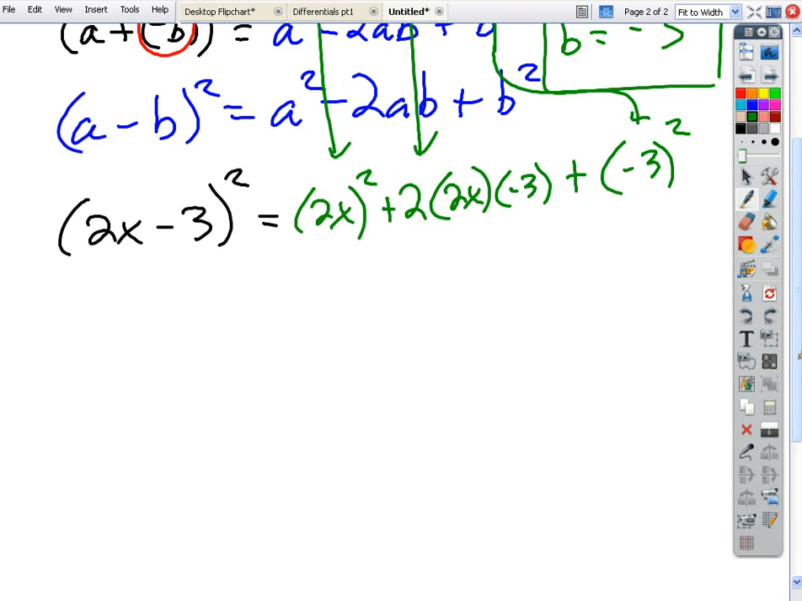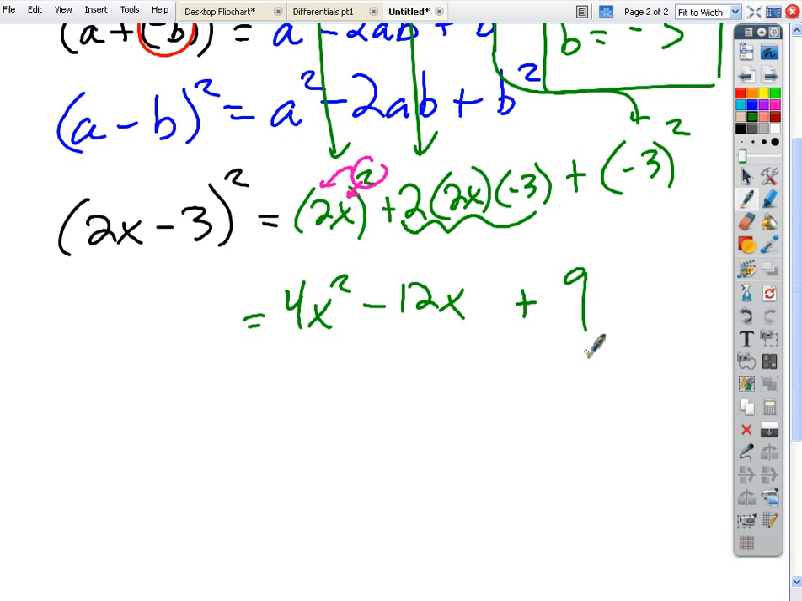What does that work out to be? What's that first term? What's 2x quantity squared? It's 4, right? Because I have to distribute that 2 to both parts of the product. So 2 squared times x squared gives me my 4x squared for the first term. Now, what does this one work out to be? Good. I get a negative 12x. And then the last term? Good.